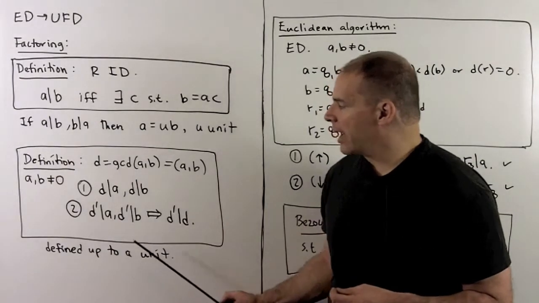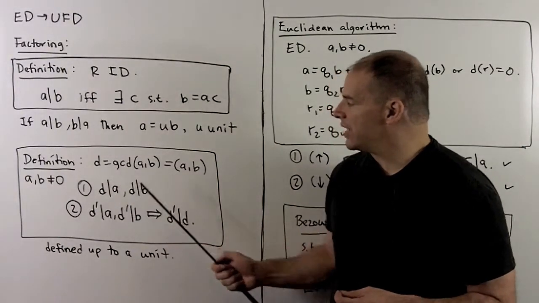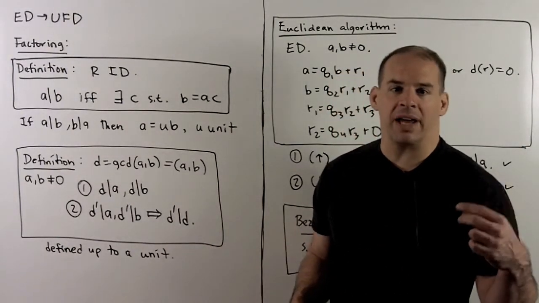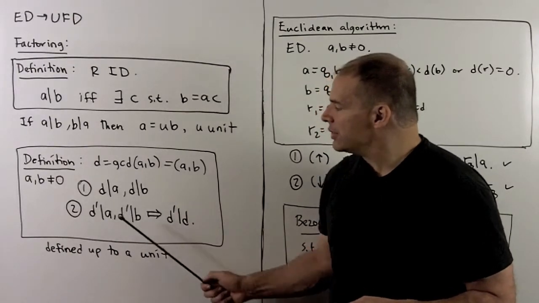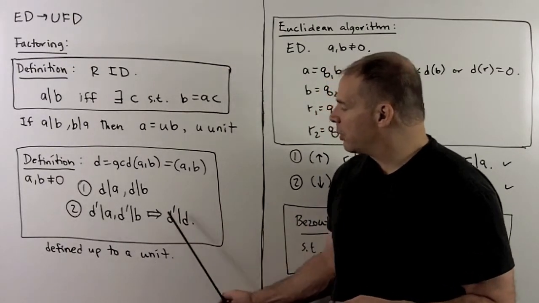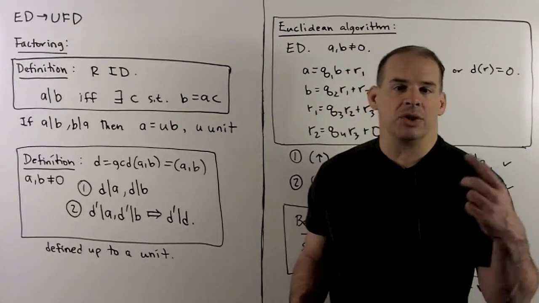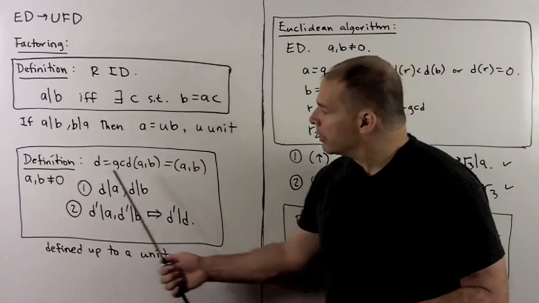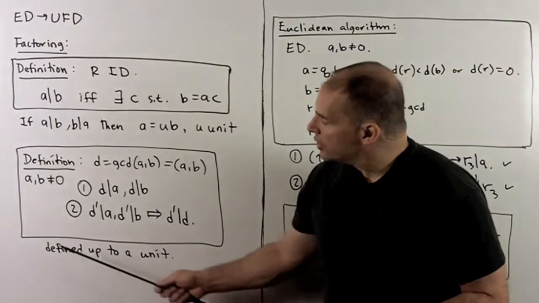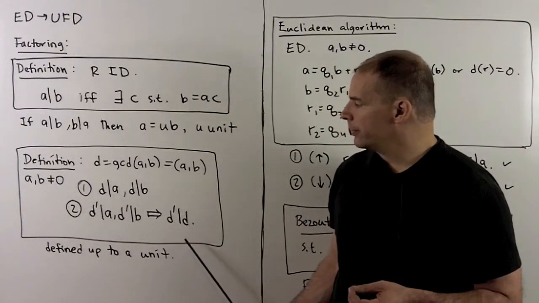D is going to satisfy, first, D divides A and D divides B. So D divides both A and B. Then if I have another divisor of A and B, say D prime, we have to have that D prime divides D. So D is going to be the greatest of all divisors. Now, because we're working in a general ring, this is only going to be defined up to a unit.